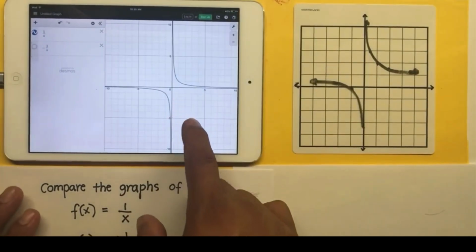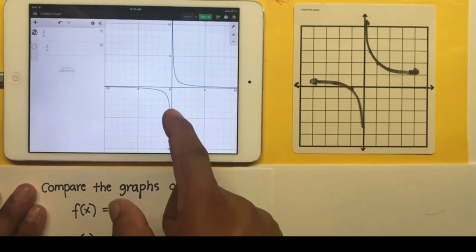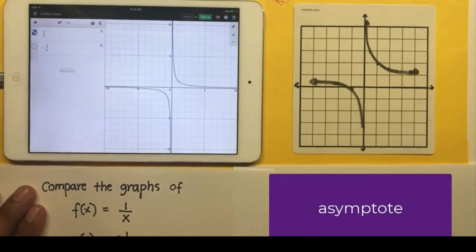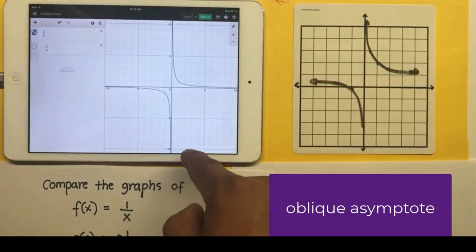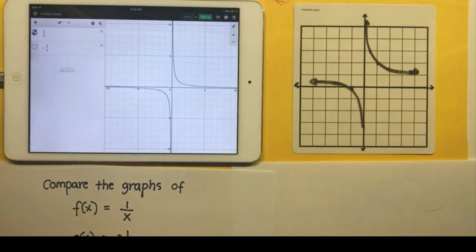Now, that line where the graph gets closer and closer to but does not actually intersect is what we call the asymptote. And there are three types of asymptotes. We have a horizontal asymptote, we have a vertical asymptote, and we have a slant or oblique asymptote. And we're going to talk about them later.